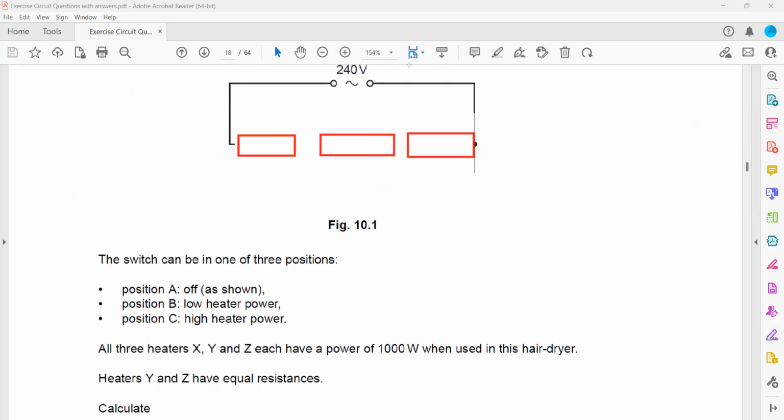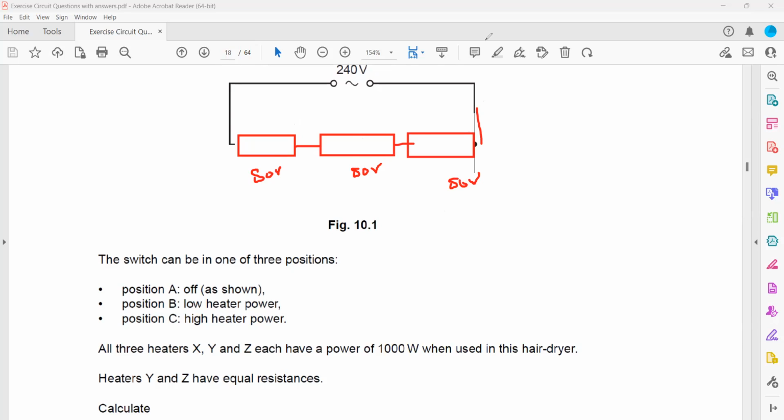So if X, Y, and Z are all connected in series with each other, what will happen if they are all identical? That is one condition. If they're all identical, then the 240 volts will divide equally between them. So it will be 80 volts here, 80 volts here, and 80 volts here, as they are all in series.